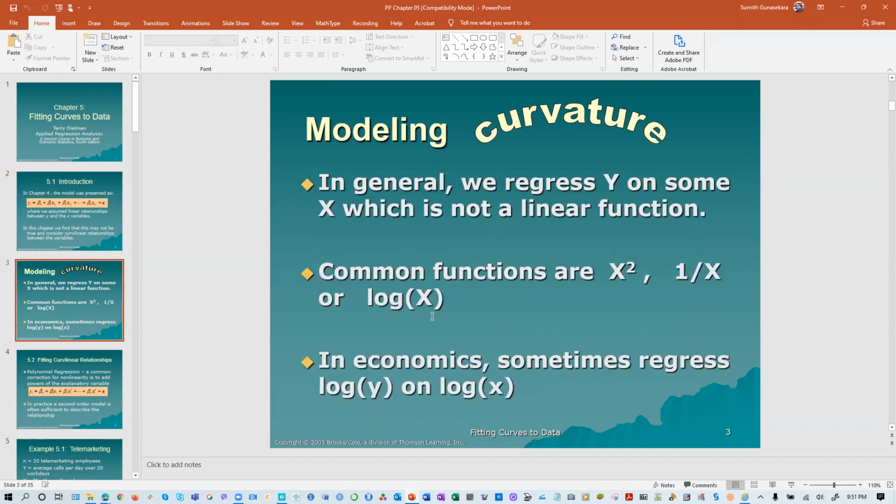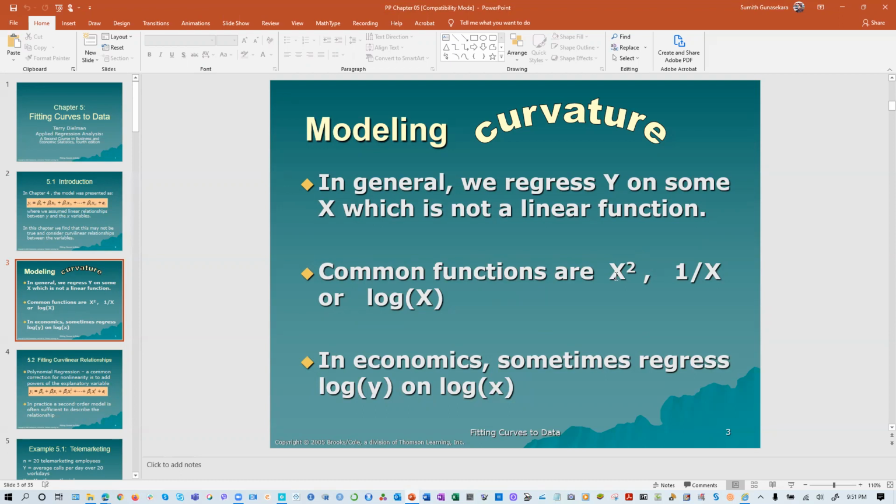What are the curvilinear relationships? There are mainly three things we're going to talk about: x squared, that's a quadratic one, inverse, and log. Quadratic, inverse, and log. Instead of taking x only, you take one regressor variable, and instead of that variable, you feel you have to square it.